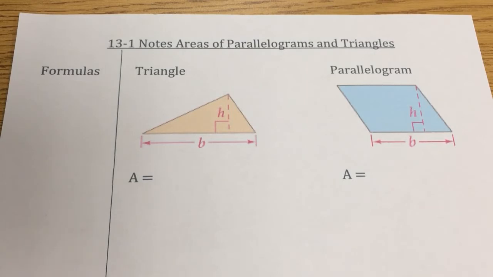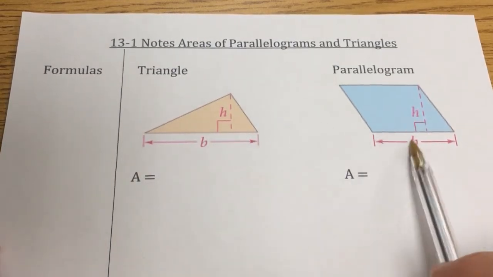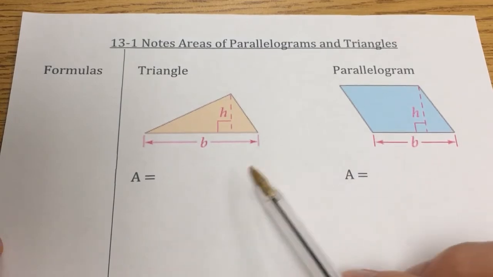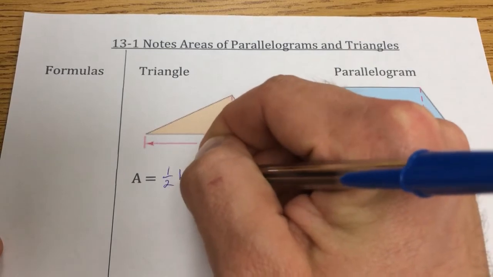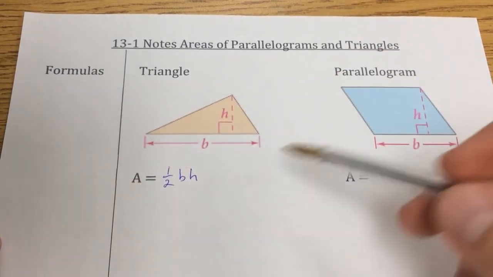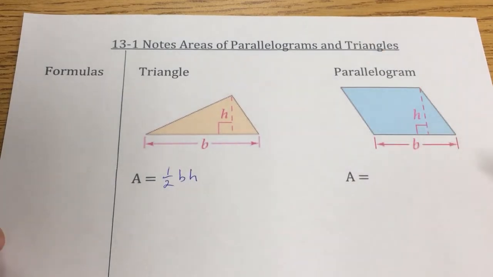All right, a couple things that you should already know by now: formulas for the area of a triangle and area of a parallelogram. Here's an example of what they would look like. The formula for the area of a triangle is 1/2 times base times height. Some people say base times height divided by 2. It's the exact same thing. I just like to put my half out there.